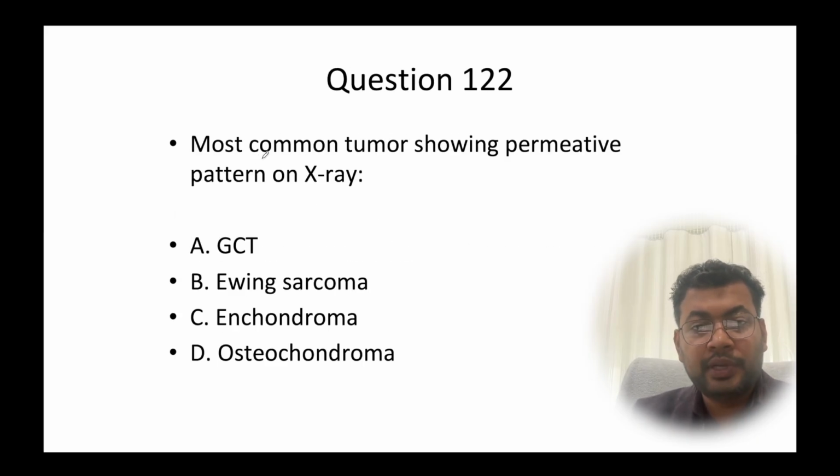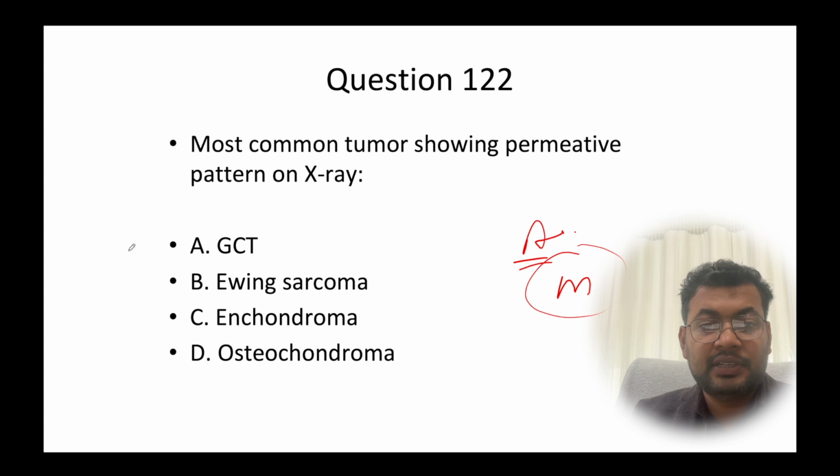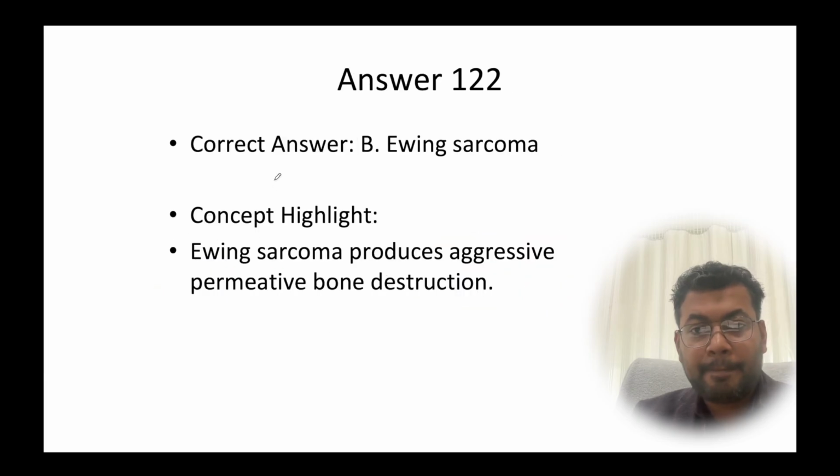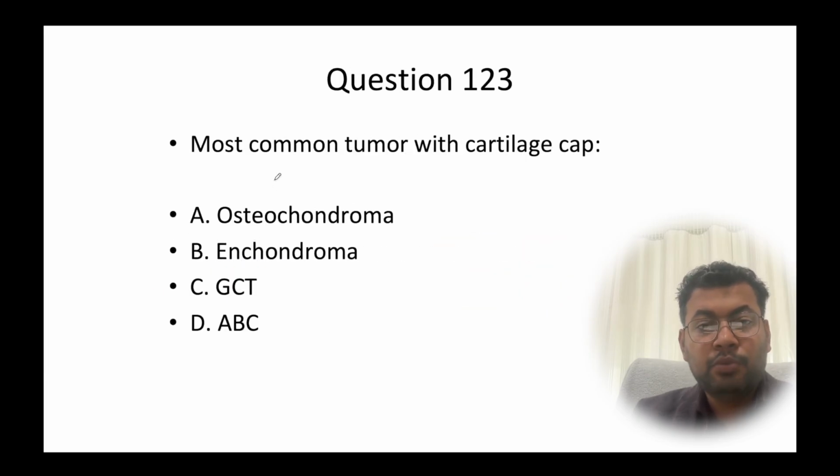Most common tumor showing permeative pattern on X-rays. Permeative pattern means aggressive lesion, means malignant lesion. So out of these, B is the only malignant lesion. All three others are benign. So answer is B. Most common tumor with cartilage cap is osteochondroma.